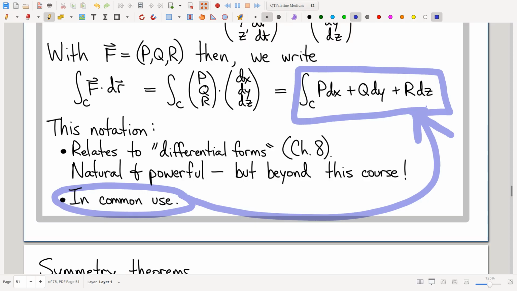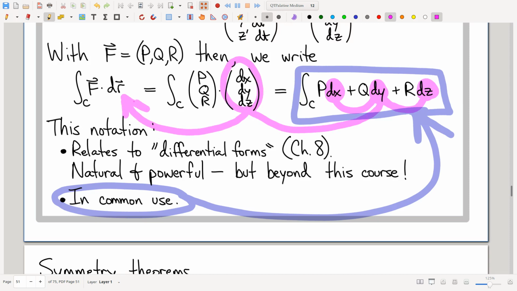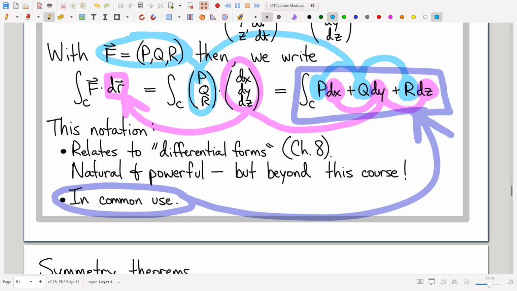Right? And I suggest that you should do the following. When you see this, you should look at the dx, the dy, and the dz. Remind yourself that that is just an alternative notation for dr. And that correspondingly, the p, q, and r, in other words, the integrands, are just telling you what your vector field is.